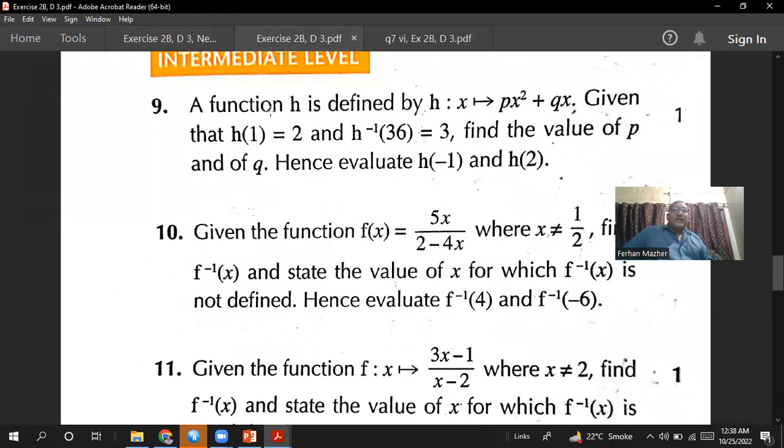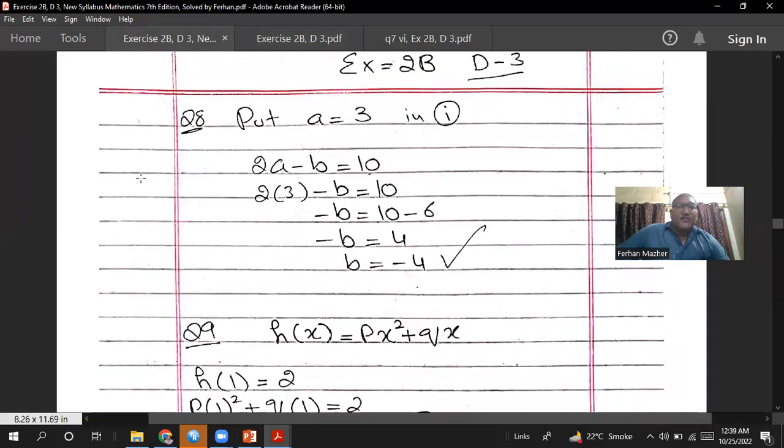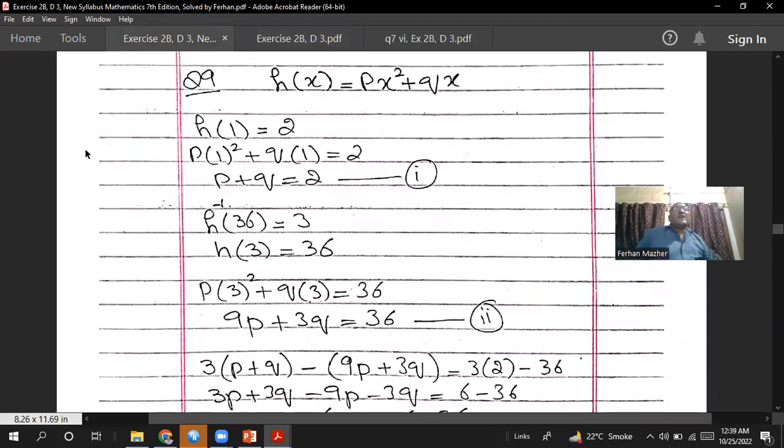Next question: a function h is defined by h of x equals px square plus qx. Given that h of 1 is equal to 2 and h inverse of 36 equals 3, find the value of p and of q, hence evaluate h of -1 and h of 2. So let's do this question, a very simple, straightforward question. h of x is equal to px square plus qx. This is a question on functions and simultaneous equations.